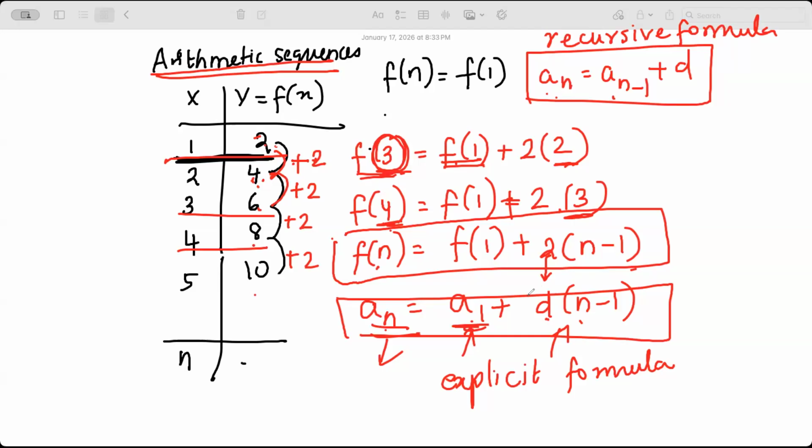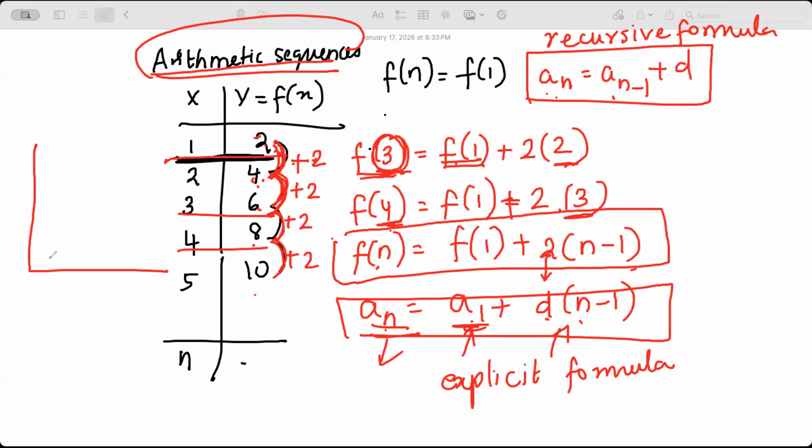Any questions, guys? Okay, now sequences or output values that differ by a common difference, right? They are called arithmetic sequences.